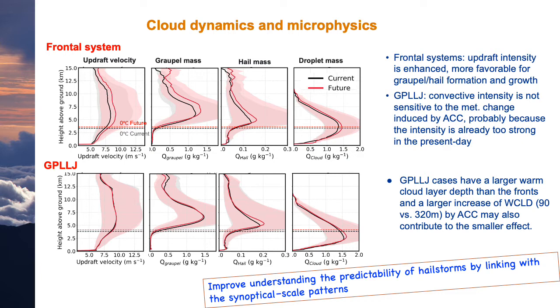So here the significance is that by linking with the synoptic scale patterns, we can improve the understanding of the predictability of the hailstorms in the future.